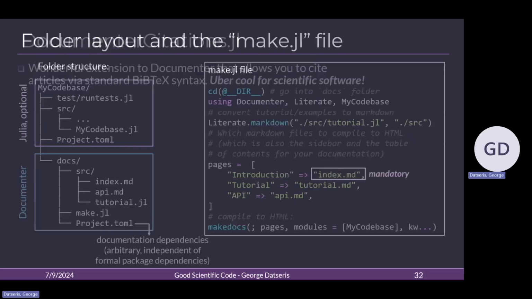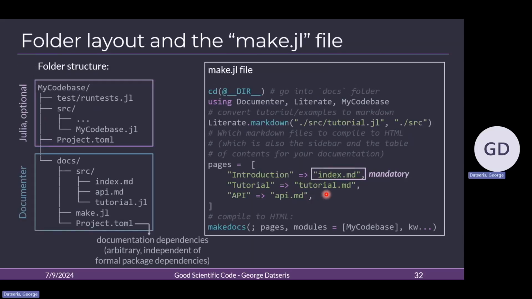Then there is the tutorial page. Notice how now the tutorial is .md. It's not .jl anymore because we have converted this to a Markdown file via Literate. And finally, there is the API page that you haven't written yet, but you will write in a moment, don't worry. Then we simply call the makedocs function and we give it keyword arguments.